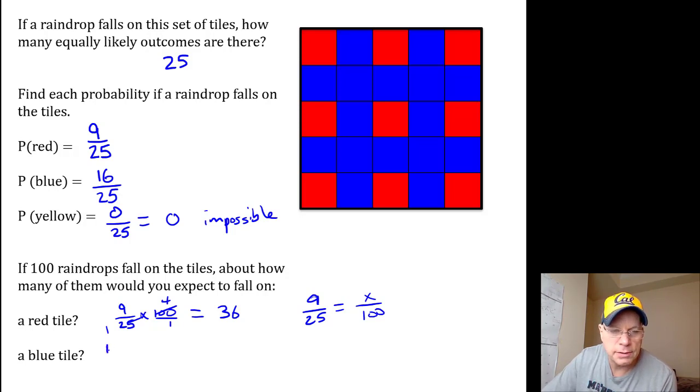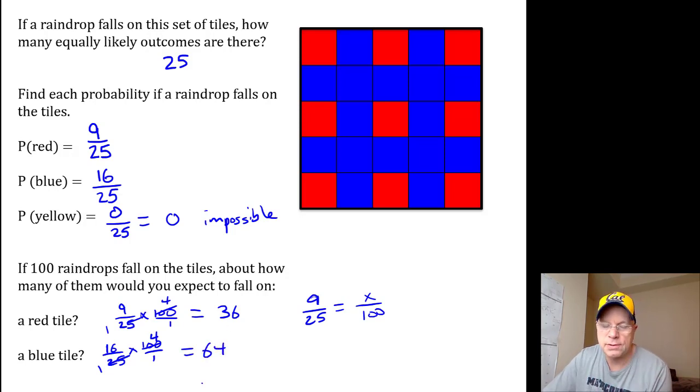The blue tile, there's a 16/25 chance multiplied by 100 raindrops. You get 64. So that if you add those together, there's our 100 raindrops. It probably wouldn't be exactly 36 and 64, but that would be the expectation. Theoretically, you would expect that to happen.